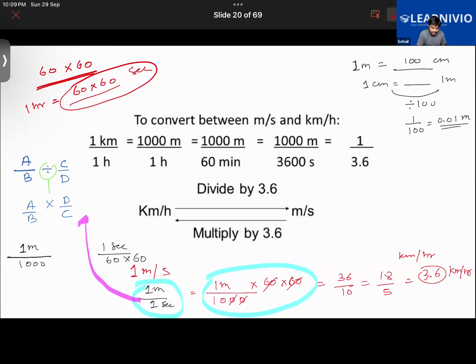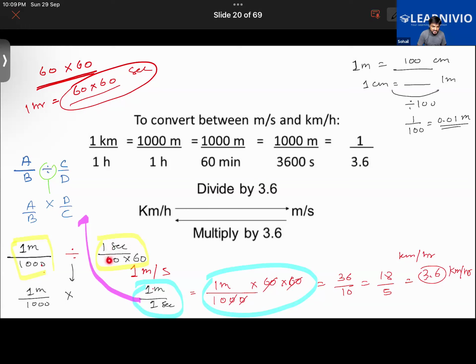Guys, pay close attention to what I'm going to do right now, this one and this one. Both of them were being divided here, like here you have this meter, and second. Both of them are in division, aren't they? What rule did I tell you guys? When there are two fractions and the division sign changes to multiplication? Yes, sir. 1 meter upon 1,000, the division sign changes to multiplication, and thereby it reverses.